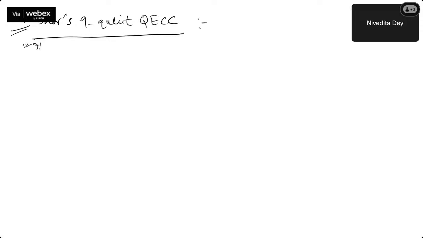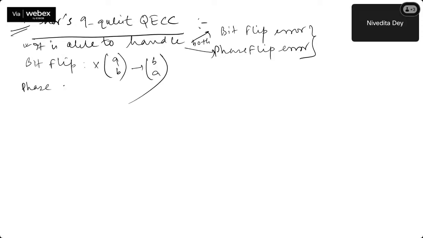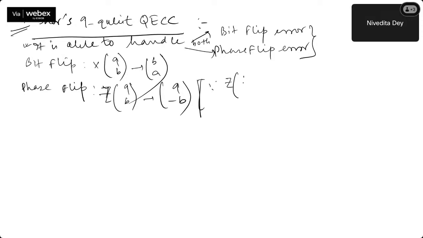It is able to handle both bit flip error and phase flip error. Let us see how. So bit flip is nothing but, say, X, and if a and b are given, it will make it b and a. It is a bit flipping. And what is a phase flip? Phase flip means, say, Z is given, a and b, it will make it a minus b. For example, if you are given Z on |1>, it will make what? What is Z? That is the matrix with rows 1 0 and 0 minus 1.